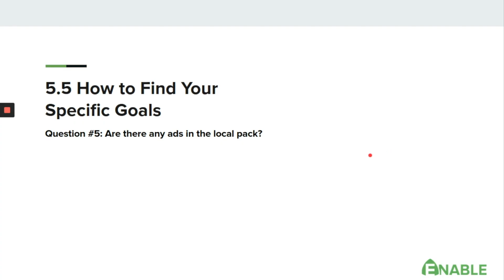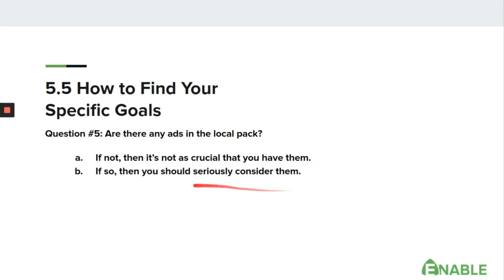Okay, moving on to question number 5. Are there any ads in the local pack? And this is helpful too. Perhaps you can't move your listing to a closer location, but you still want to rank in an area and it's maybe more difficult. Ads can be a great way to do that. But you also want to check and see, is anybody else advertising in the local pack? If not, then it's not as crucial that you have them. But if so, then you're obviously missing out on potential traffic.